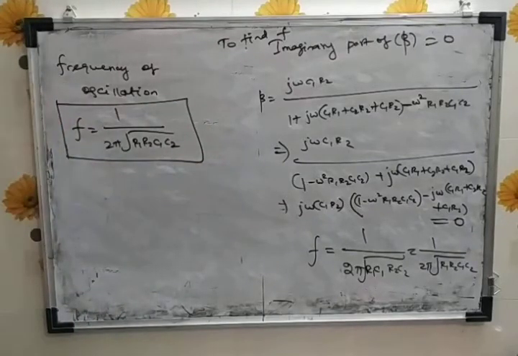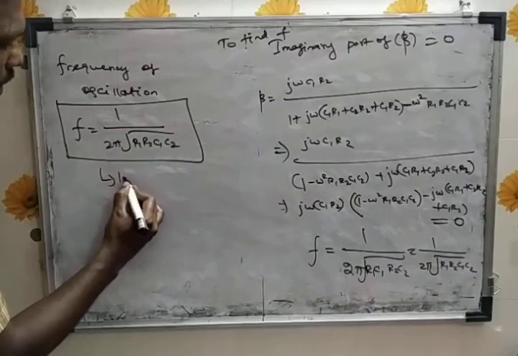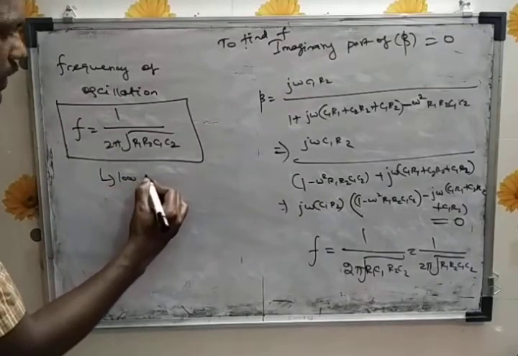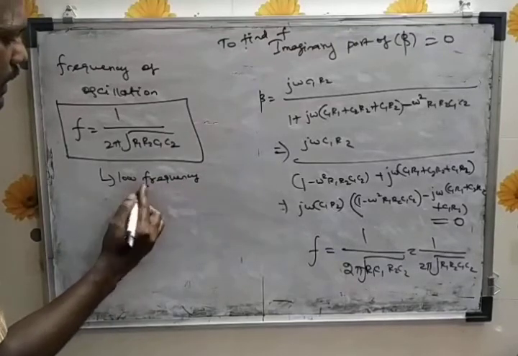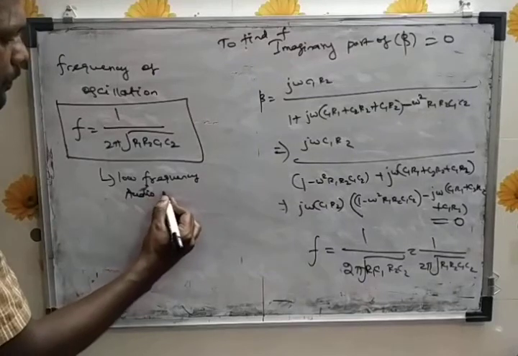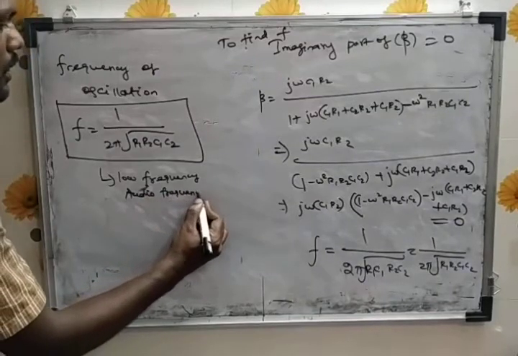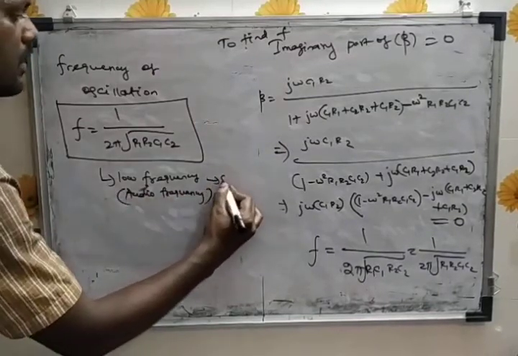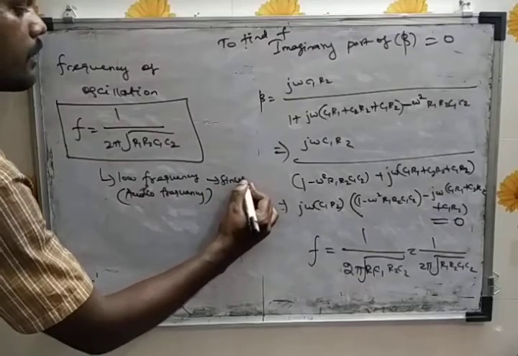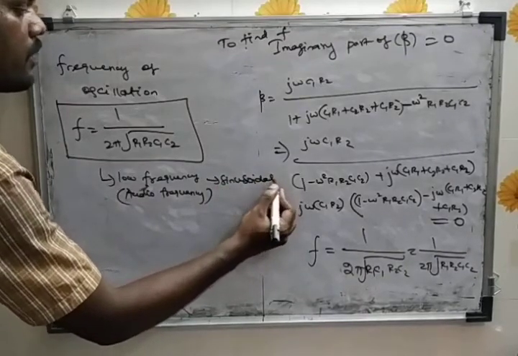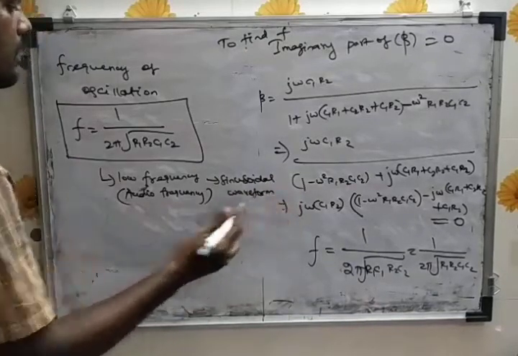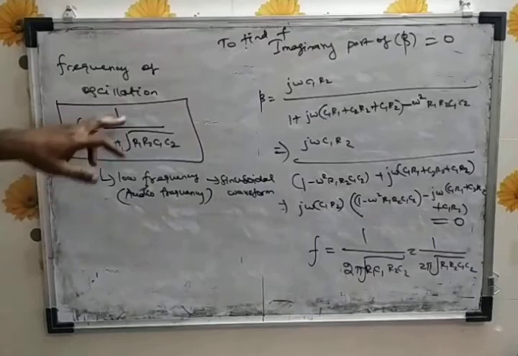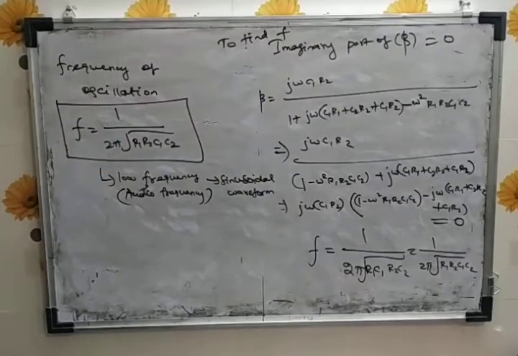So it is also called a low frequency oscillator, as it generates a low frequency, that is audio frequency, sinusoidal waveform, with the frequency of f is equal to 1 by 2 pi into root of R1 R2 C1 C2.